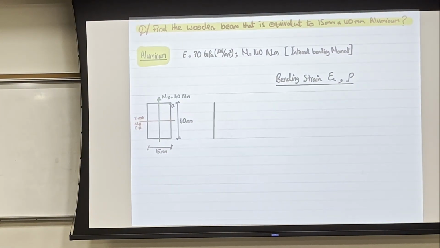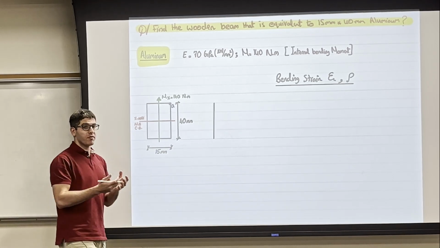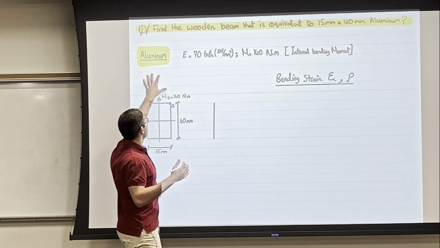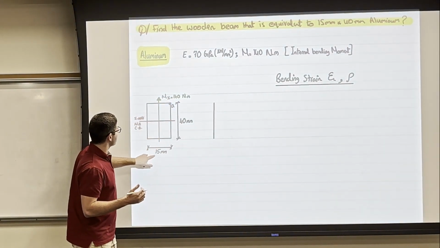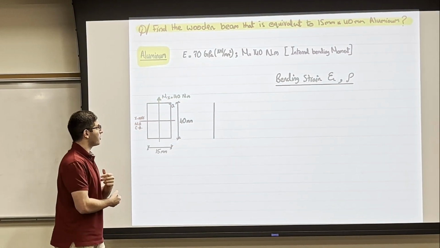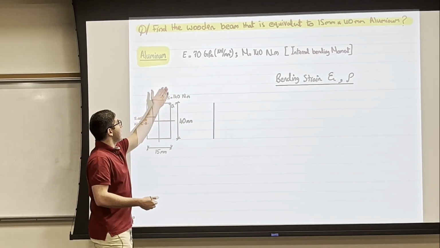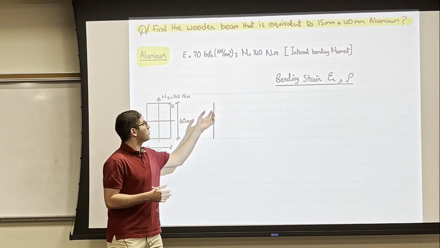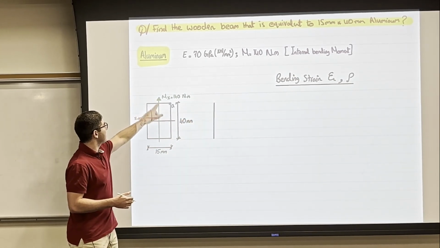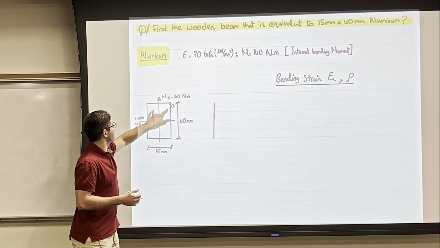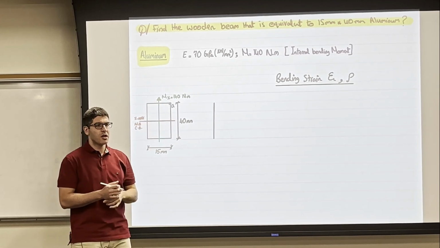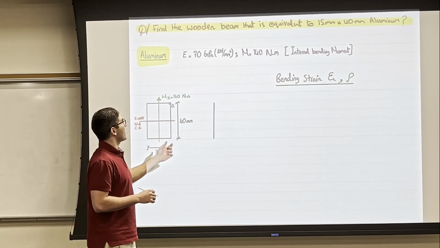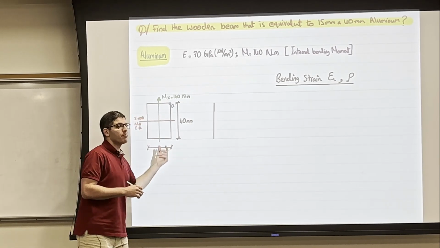And let us practice the concept of the equivalent beam. For example, now I gave you an aluminum beam which has a cross section of 15 times 40 millimeters and has a modulus of elasticity of 70 gigapascal, bending moment of 140, and it's placed that way, so the arrow looks up, which means the upper side is compression, the lower side is tension. And I'm asking you, find the wooden beam that is equivalent to that aluminum beam.